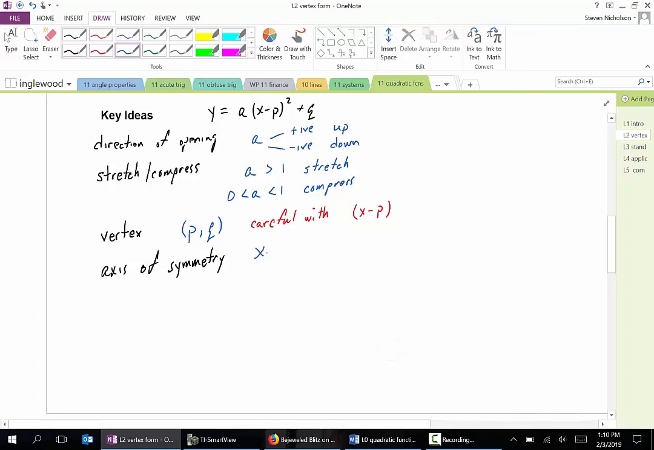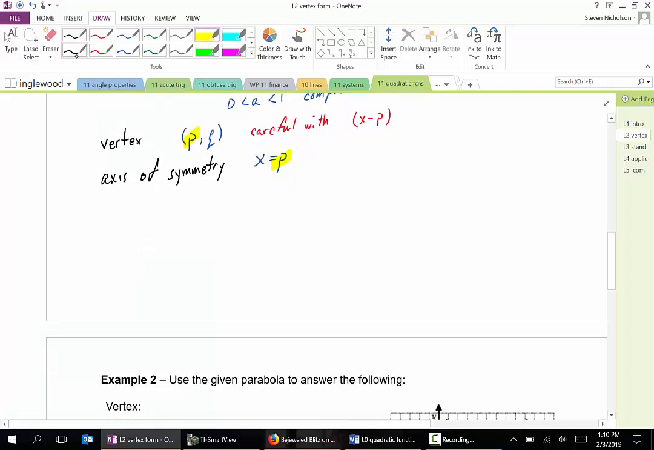Axis of symmetry is simply the x coordinate of the vertex. So it's x equals p. Whatever this is, there is your axis of symmetry. And these are things I want you to look at when you're doing your homework. Just don't believe me. Don't take it for granted. Actually think about them.